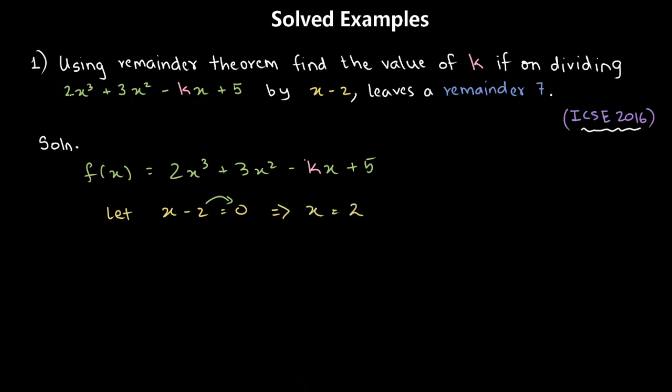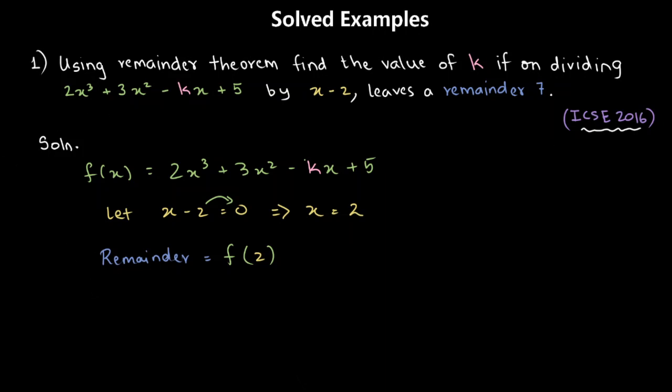Now, what the remainder theorem tells us is that the remainder will be equal to the value of x, which is 2, substituted in our given polynomial. So instead of f of x, now I will solve it for f of 2. If I solve this, that will give me the remainder. Okay, so let's start solving our sum now.